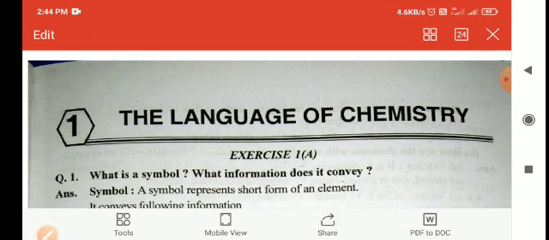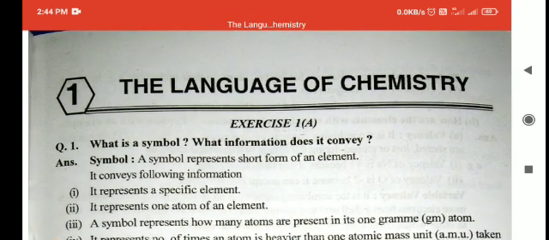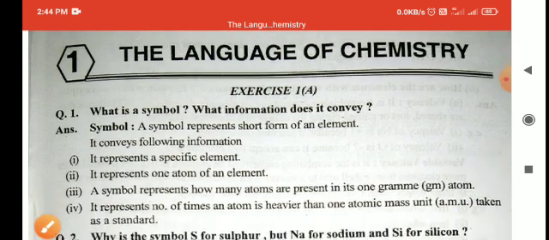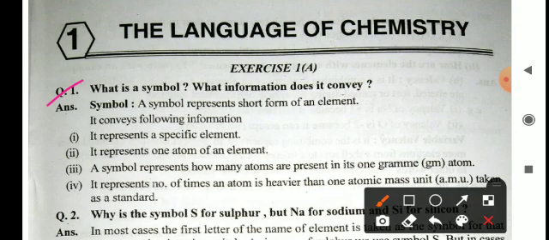In this class we will discuss the class notes, or rather the solution of the exercise of the chapter The Language of Chemistry of class 9th. So we will discuss the questions and their answers. Question number 1 is: what is a symbol and what information does it convey?